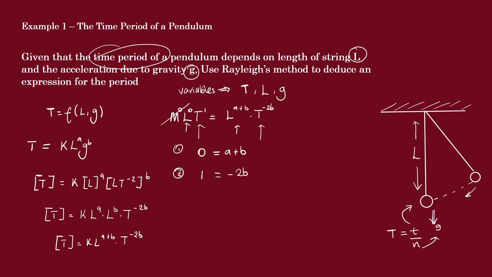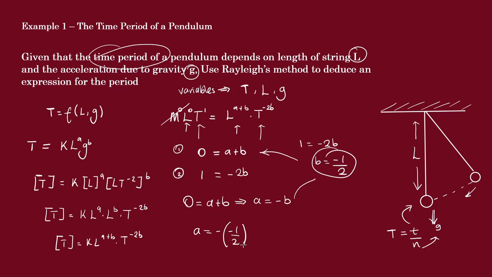So this is equation 1 and this is equation 2. So we're going to have to solve this simultaneously. So let's solve equation 2 first. Since 1 is equal to negative 2b, then that means b is going to equal negative 1 over 2. Okay? So keep this in mind and we substitute it into our first expression. 0 is equal to a plus b means a is equal to negative b. So since b is negative 1 over 2, that means a is equal to minus negative 1 over 2, which is just going to be 1 over 2.